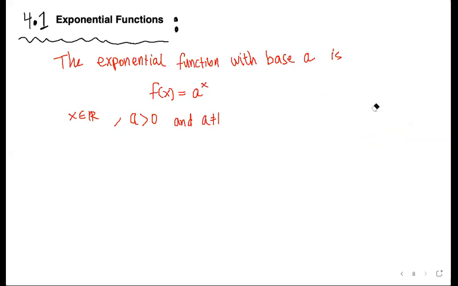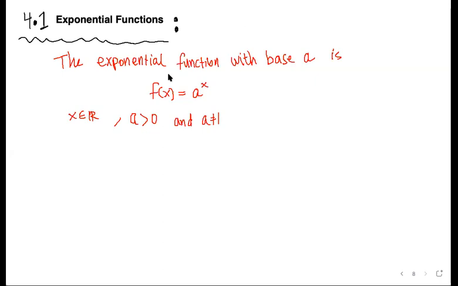So this is the definition of the exponential function. Any function of this form, where R here is the real numbers, and a is any number greater than 0 and a not equal to 1.